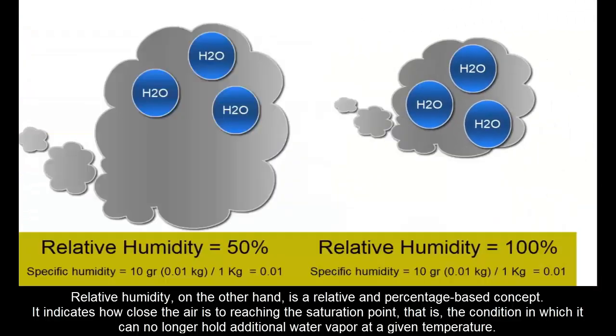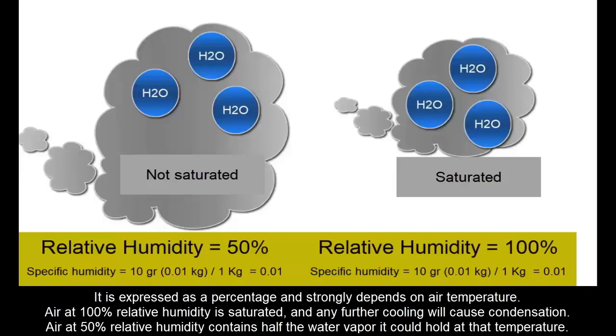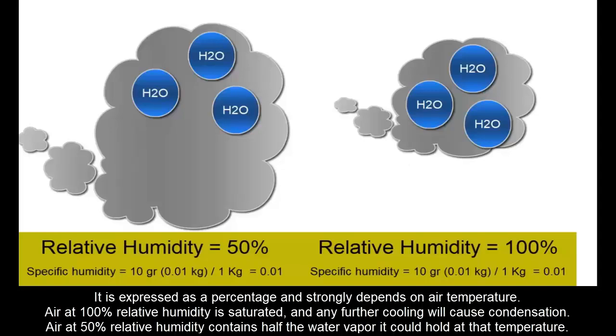Relative humidity, on the other hand, is a relative and percentage-based concept. It indicates how close the air is to reaching the saturation point, that is, the condition in which it can no longer hold additional water vapor at a given temperature. It is expressed as a percentage and strongly depends on air temperature. Air at 100% relative humidity is saturated, and any further cooling will cause condensation. Air at 50% relative humidity contains half the water vapor it could hold at that temperature.